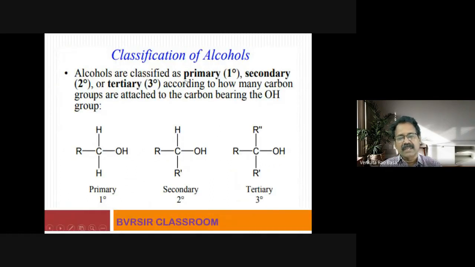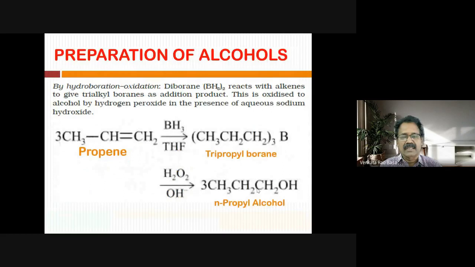Similarly, classification of alcohols into primary, secondary, and tertiary. This is also important. This is the OH group, the functional group. If the functional group is linked to a CH2 group, then it is primary. If the OH group is linked to a CH group, it is secondary. And if the OH group is linked to a carbon that doesn't have any hydrogen, then it is tertiary. Or in other words, if the OH-containing carbon is linked to 3 other groups, then it is a tertiary alcohol. This is one way of classification of alcohols.